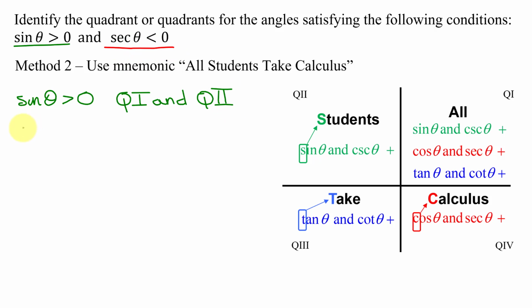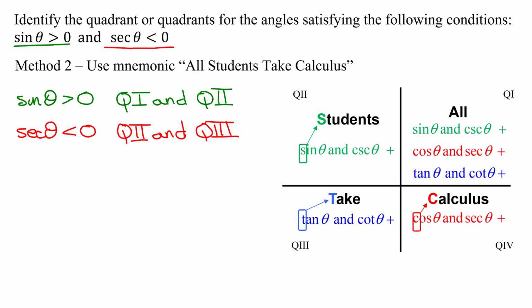Next, I know that the secant of theta is less than 0. It's negative. Well, in which quadrants is the secant of theta positive? It's positive here in quadrant 1 and in quadrant 4, so it has to be negative in quadrant 2 and in quadrant 3.